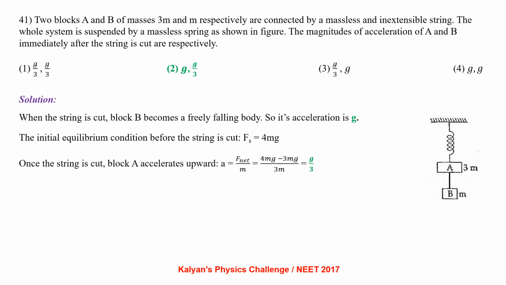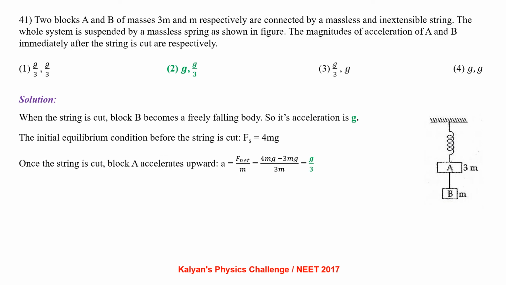Two blocks A and B of mass 3m and m respectively are connected by a massless and inextensible string. The whole system is suspended by a massless spring as shown in the figure. The magnitudes of acceleration of A and B immediately after the string is cut are respectively. As you can see from the diagram, when the string is cut, block B will become a freely falling body. So the acceleration of a freely falling body is g.